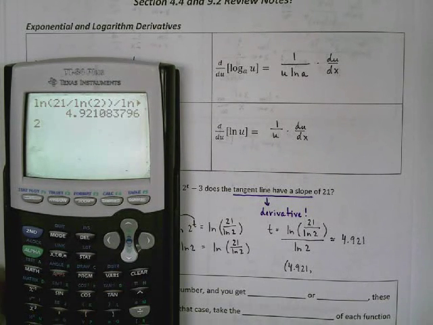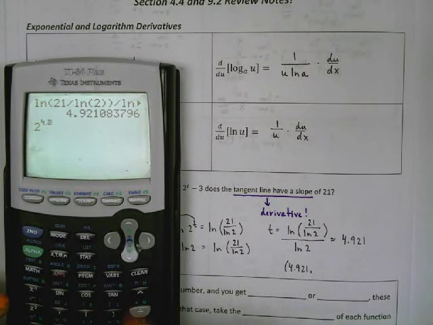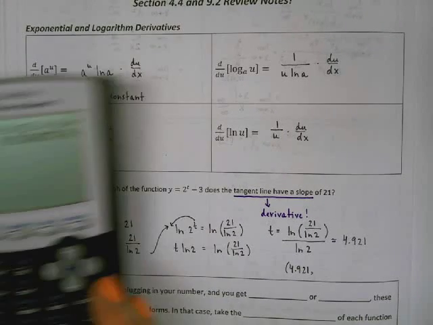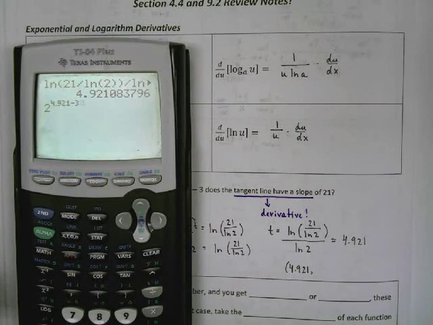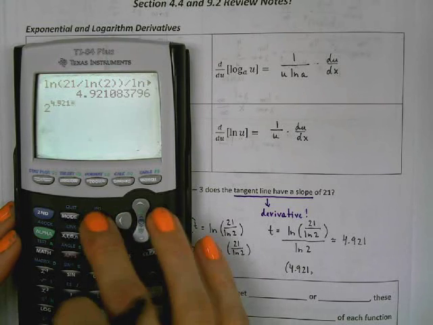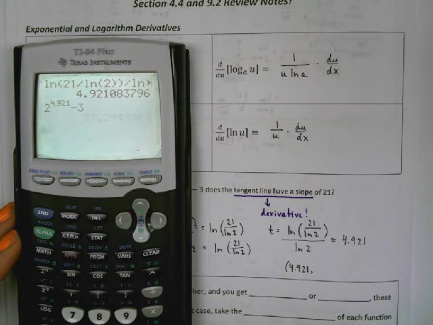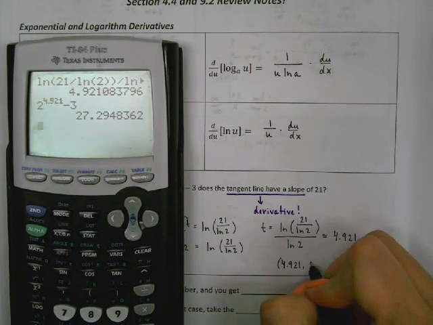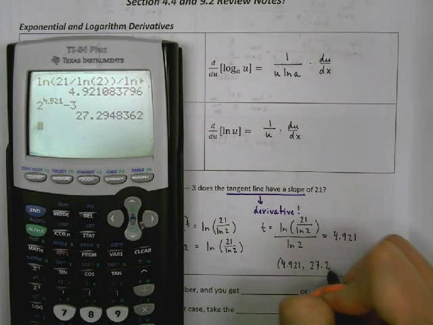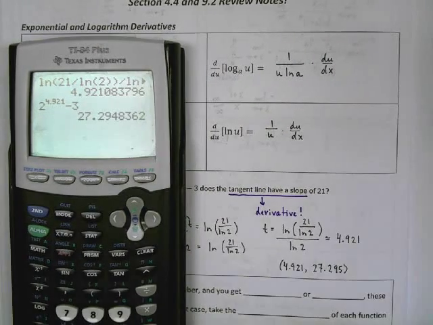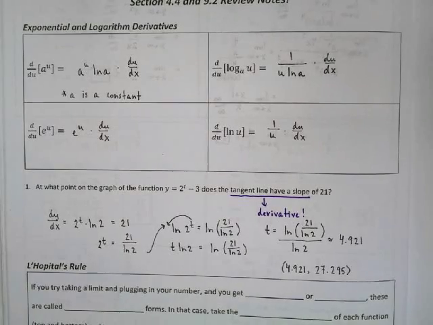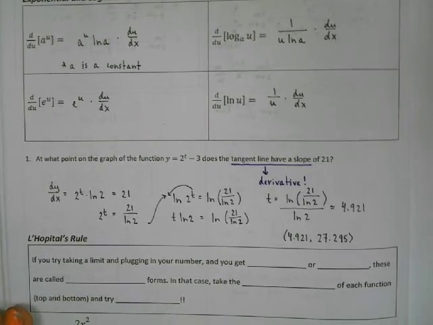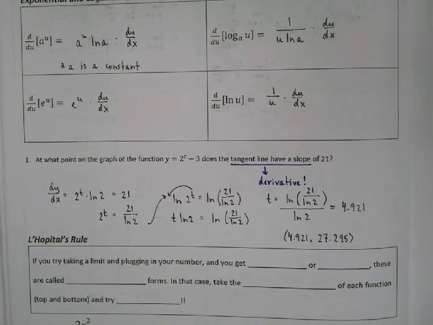So now I have 2 to the 4.921 minus, what is that, 3? Oops, not in the exponent there. Let me move that down, minus 3 here. And I get a y coordinate of 27.295. So that's the point at which that function has a slope of 21.